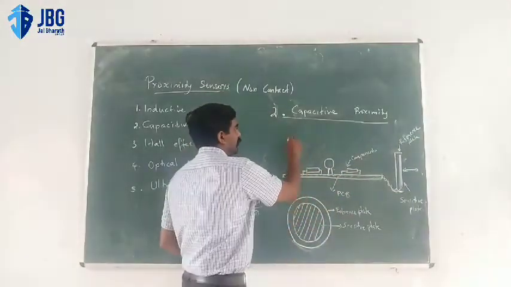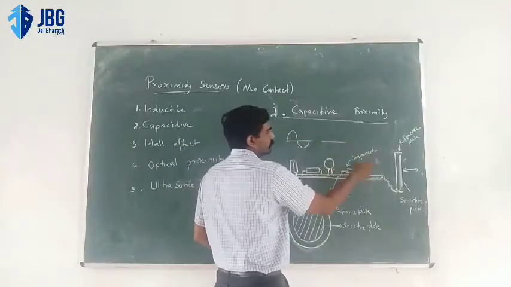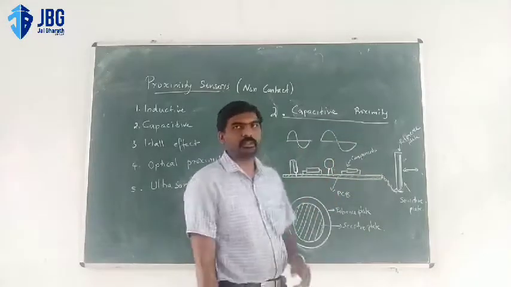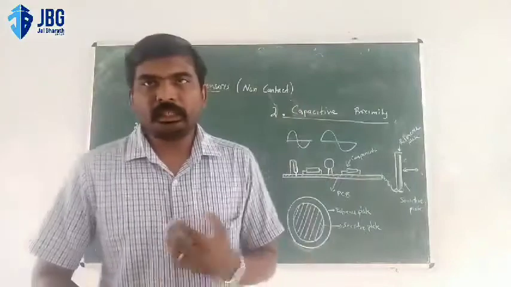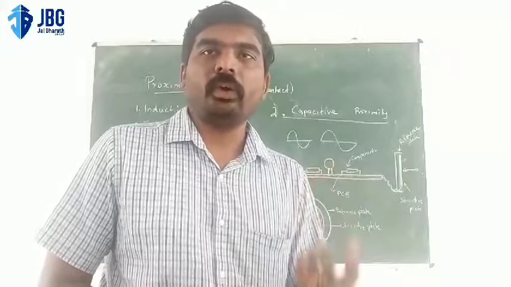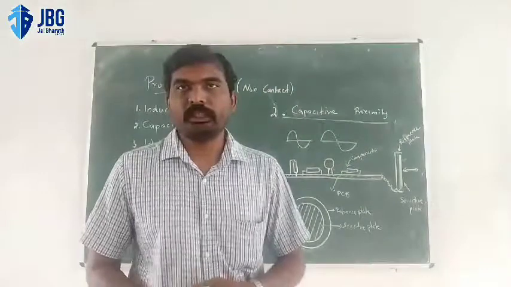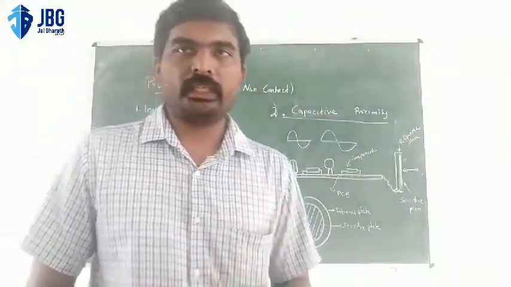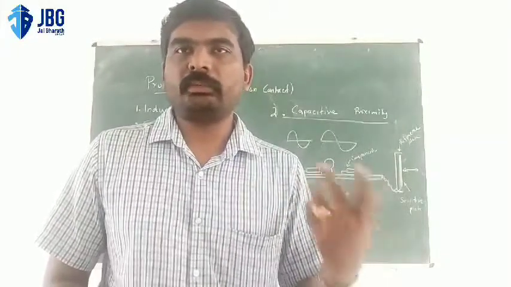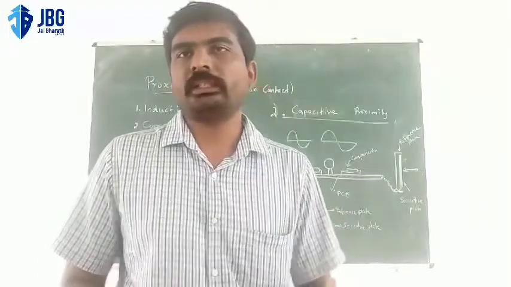So thereby a change in oscillation occurs. Because of the change in capacitance, the oscillation frequency changes. Thereby we can detect the presence or absence of an object or a target by utilizing a capacitive proximity sensor. The advantage is we can detect any material: plastic, concrete, paper, or even iron, steel, etc.